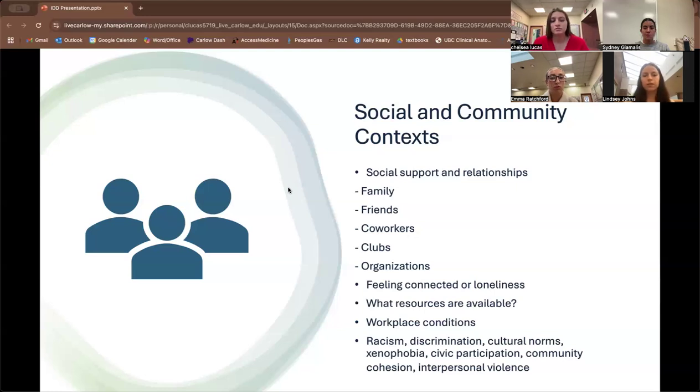Inclusive communities that offer accessible infrastructure, public spaces, and social services promote participation and independence. Individuals with disabilities often face discrimination in healthcare, employment, and social interactions, so it's important for us to be aware. And that stigma can lead to negative self-perception, reduced access to resources, and reluctance to seek necessary medical care.